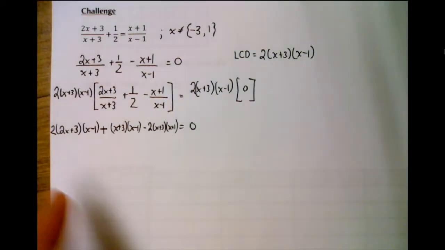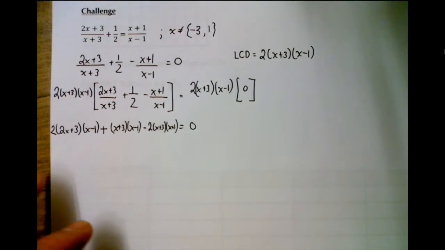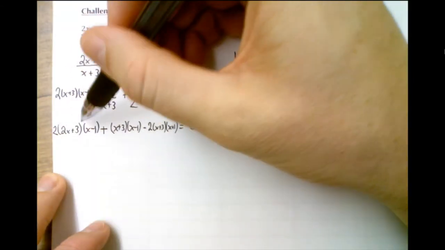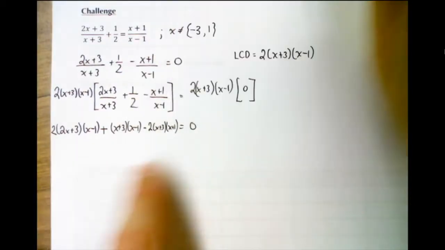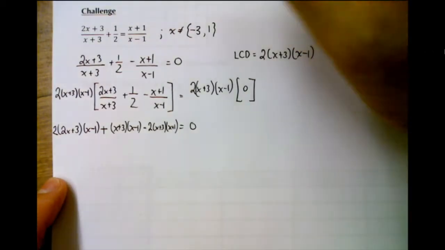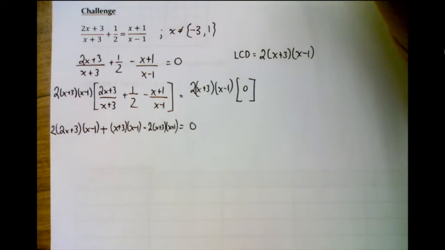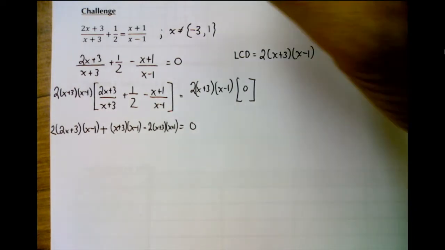So how do we simplify? Well, we expand. So we do 2 times 2x plus 3 times x minus 1. Collect your like terms. Same thing in the middle, same thing at the end. So this will take a little bit of algebra here. Let's see if I can expand this a little bit more efficiently.